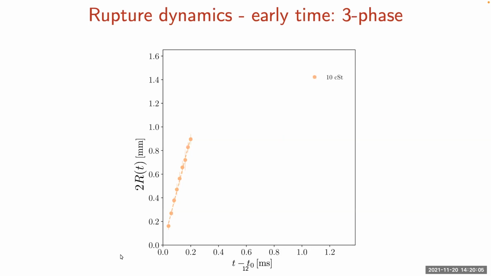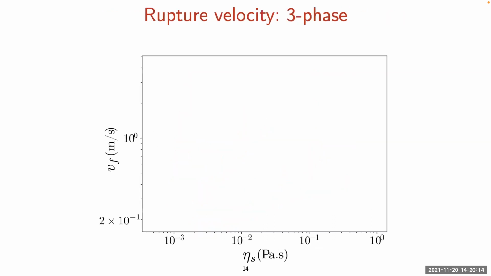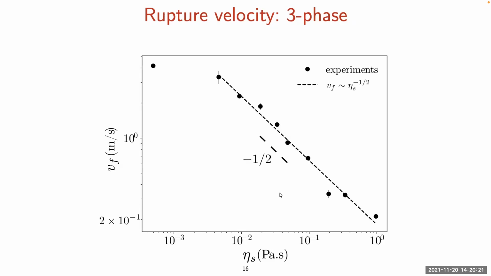So in the early time, for all the viscosity that we have tested, the retraction is linear, and from this we can get a slope which denotes the retraction velocity. We can plot this retraction velocity as a function of the oil viscosity here, and these are all the data points from our experiments, and we can see that this nicely follows a -1/2 scaling. So basically the retraction velocity scales as viscosity to the power -1/2.